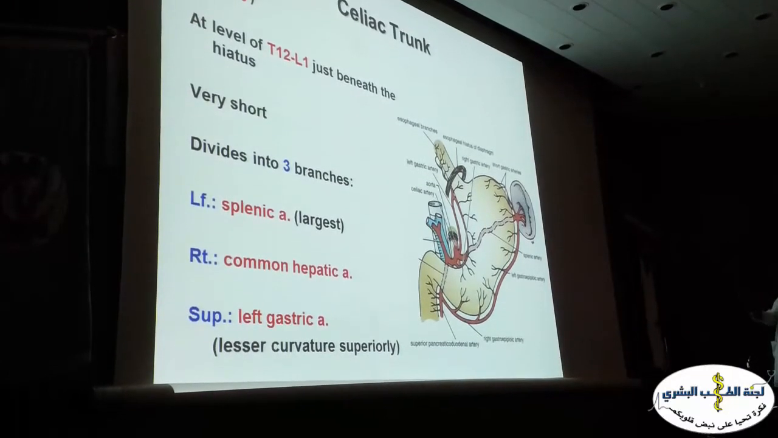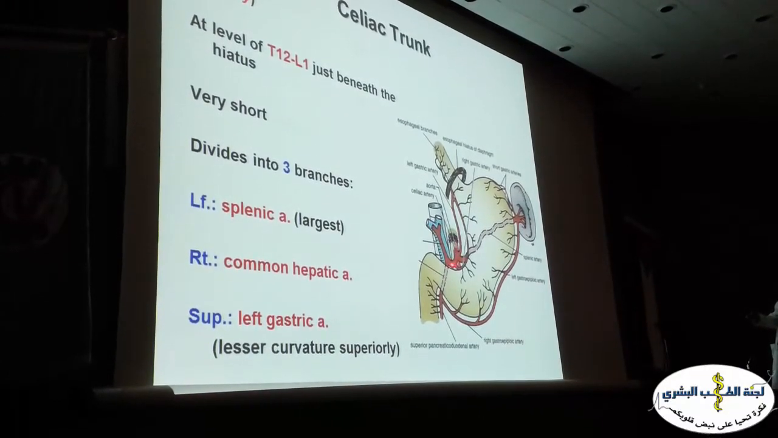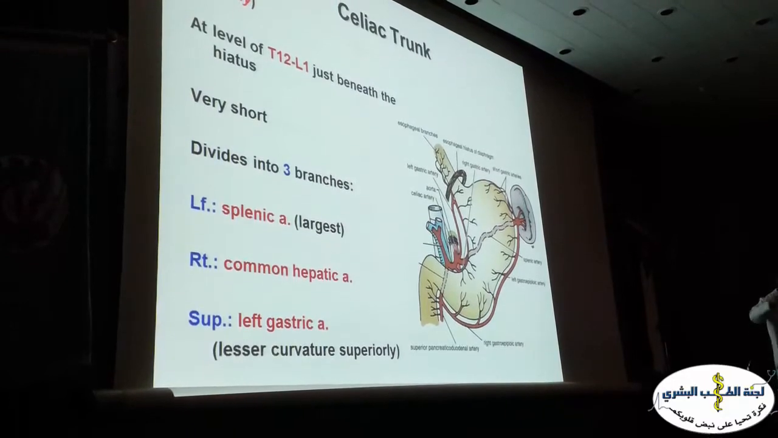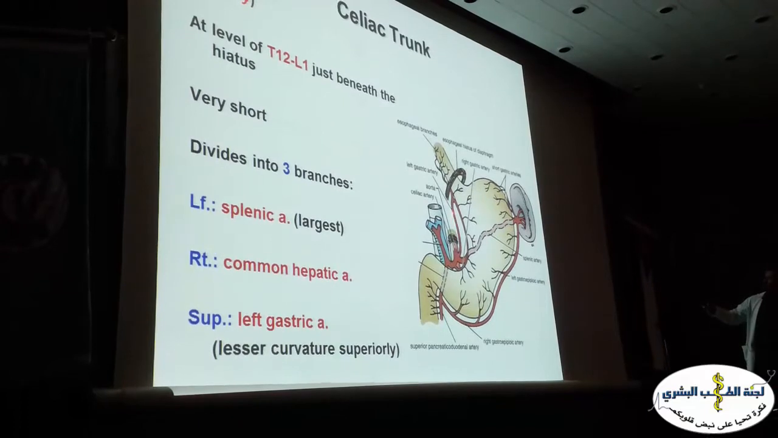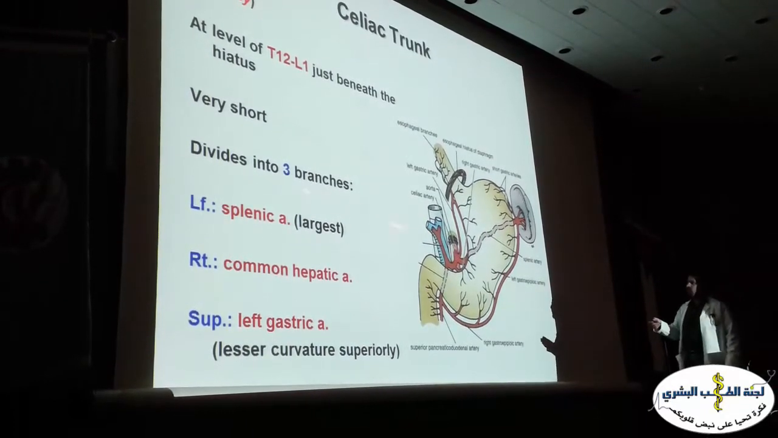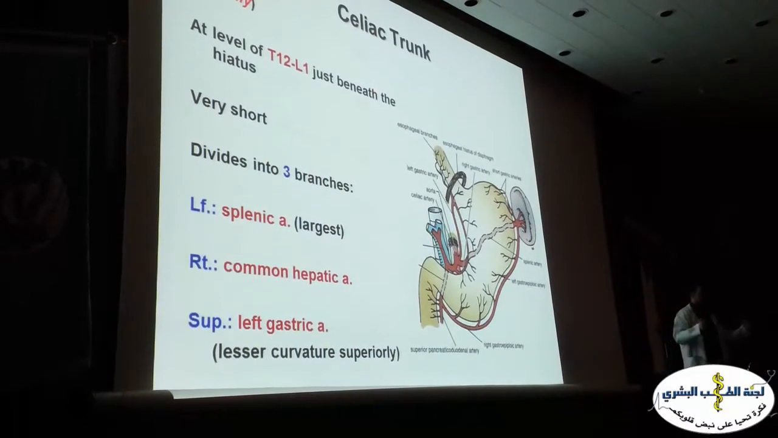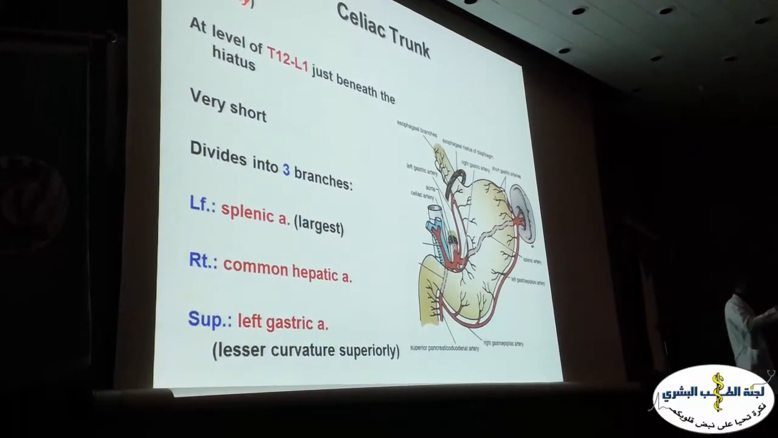Why is it very wide? Because later on it will divide into one branch that goes to the right side, another branch that goes to the left side, and a smaller branch that will loop on the lesser curvature of the stomach. So the celiac in general will divide into three main branches. These three main branches are related to the supracolic structures.